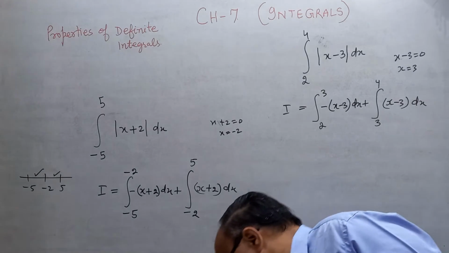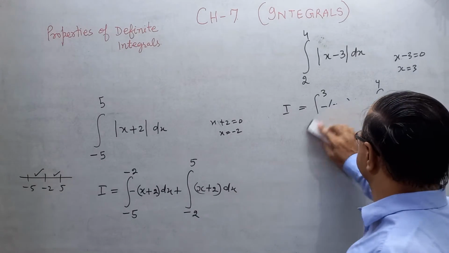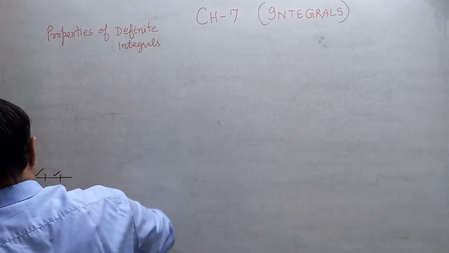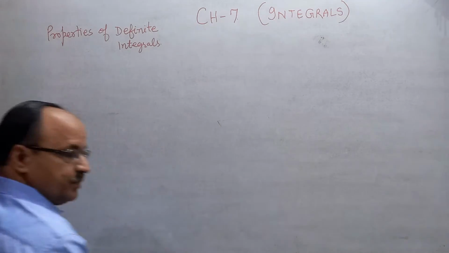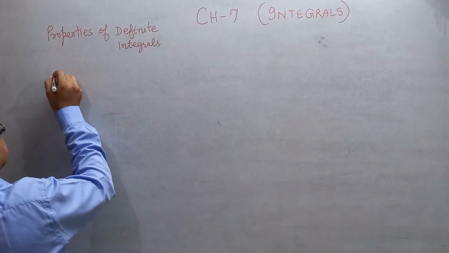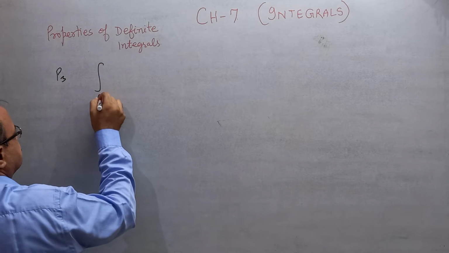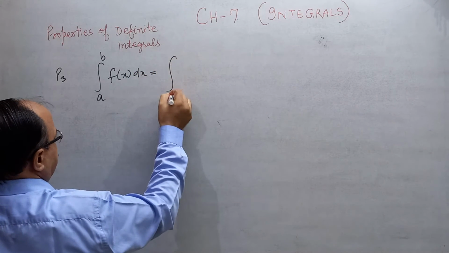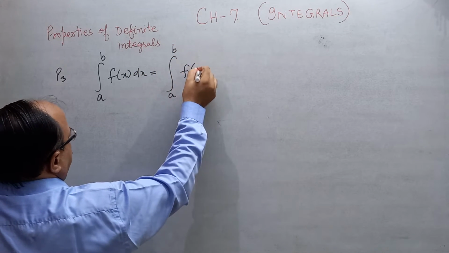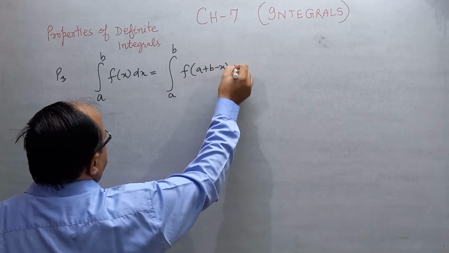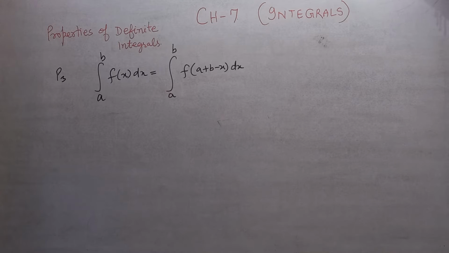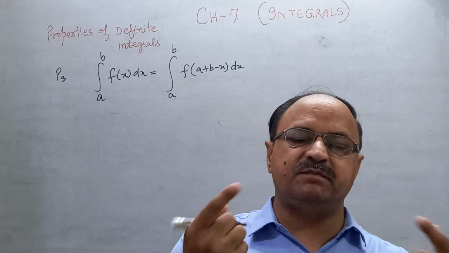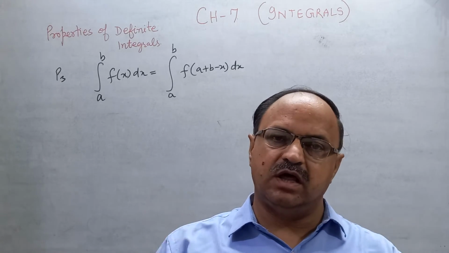Now, property number P3. Integration a to b f of x dx equals integration a to b f of a plus b minus x dx. This is the property number P3. You can replace x by a plus b minus x. Right? You can also prove this property.